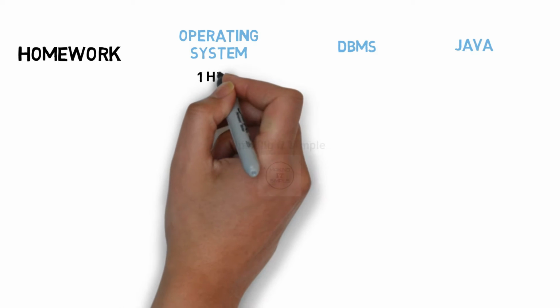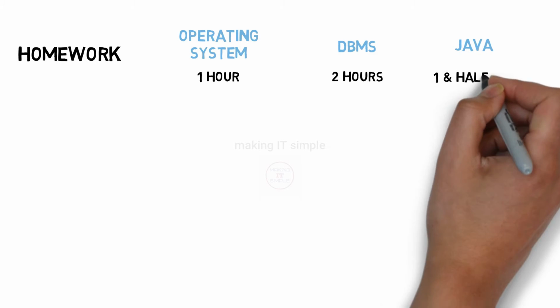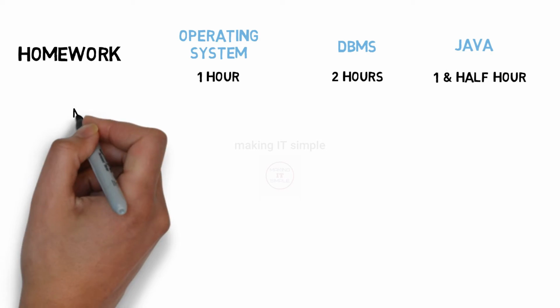Hello everyone, imagine a situation. You have been given homework of three different subjects. Let the subjects be operating system, database management system and Java. Operating system homework can be done in 1 hour, DBMS homework can be completed in 2 hours and Java homework needs 1.5 hours for completion.